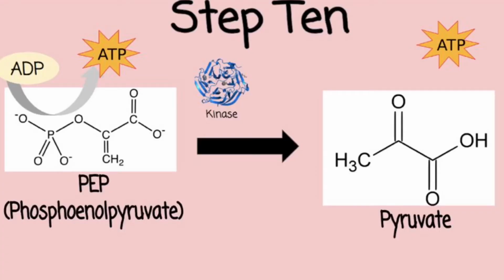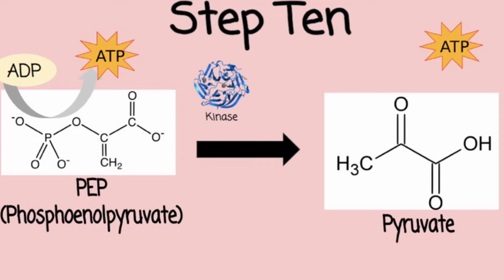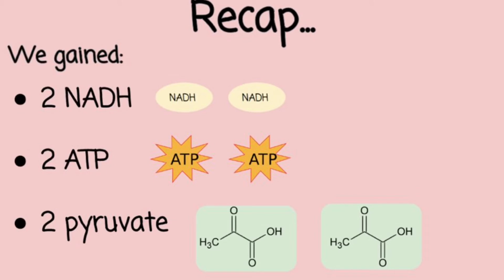A phosphorylation, just like before. And guess what's made? ATP galore. ADP will steal the very last phosphate, making 2 ATP and 2 pyruvate. The enzyme that helps us here is kinase, and it's what gets us to this place. We made 2 NADH and 2 ATP, 2 pyruvate in the end. That sounds good to me.